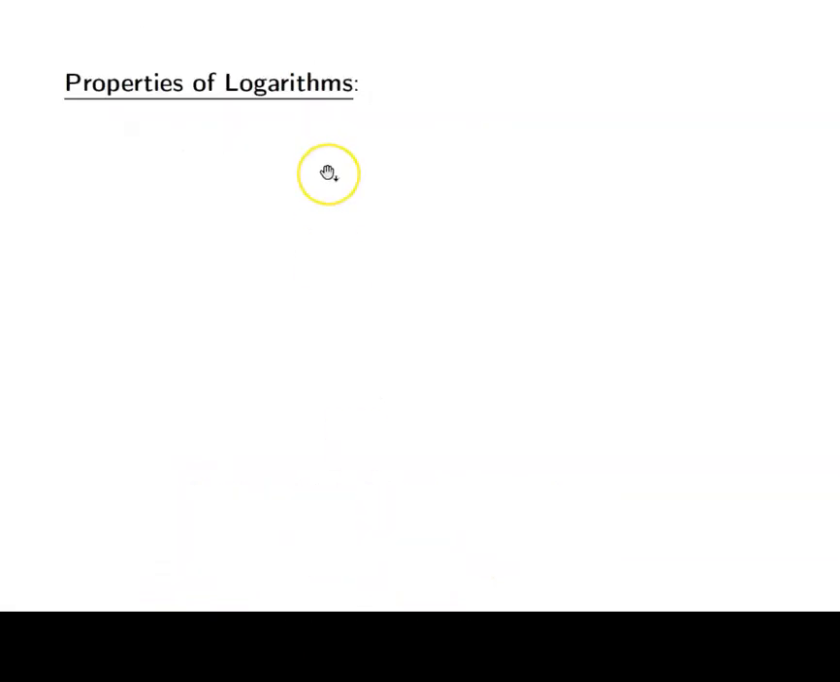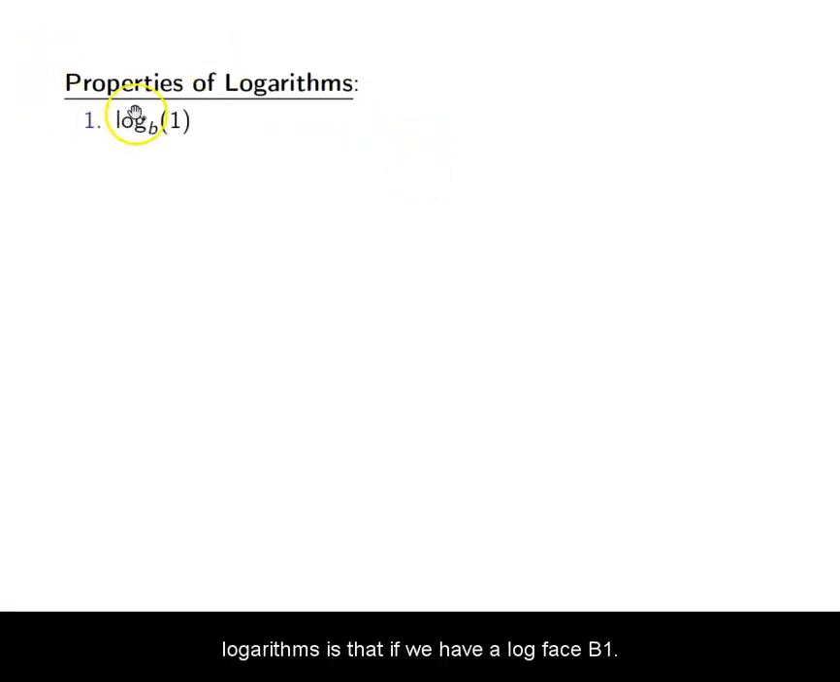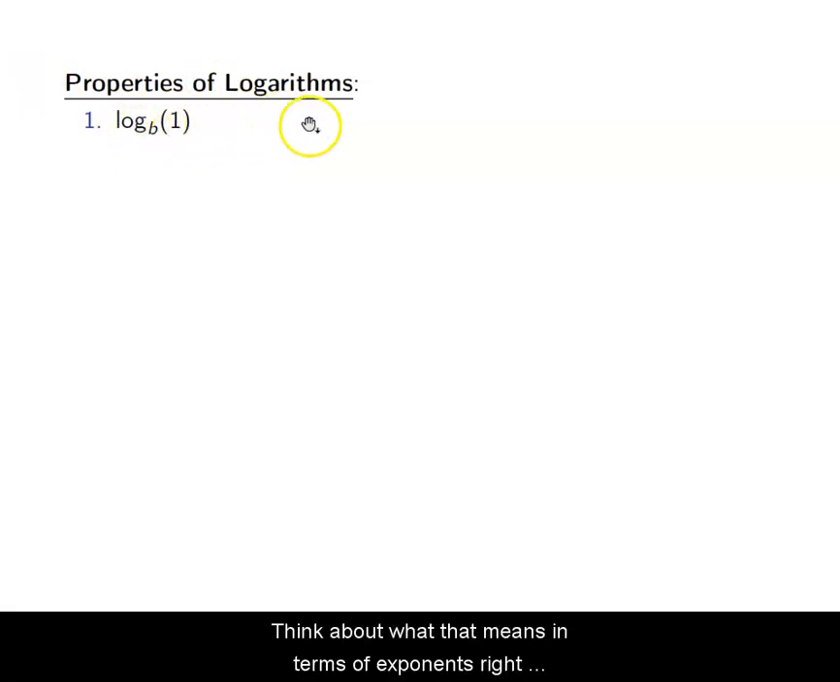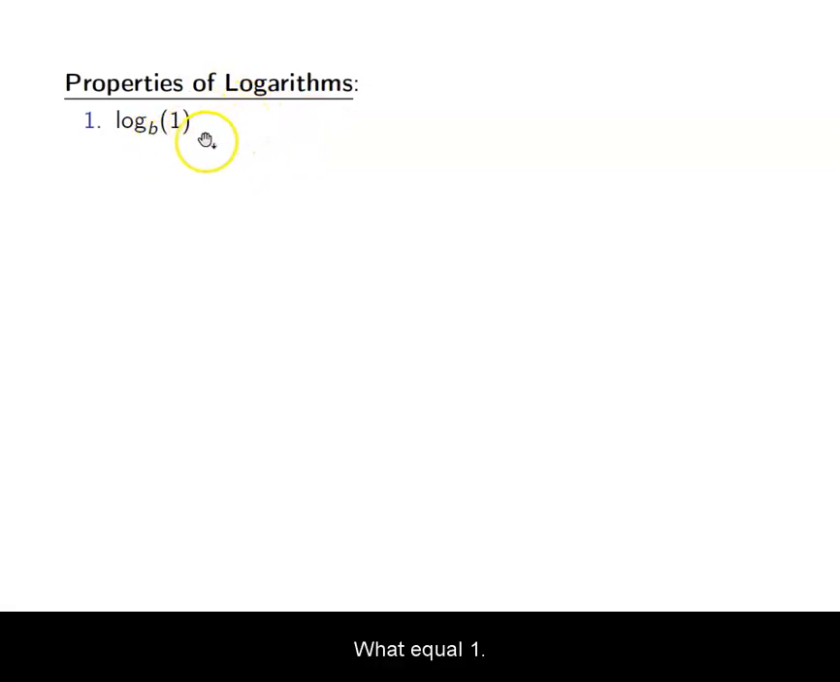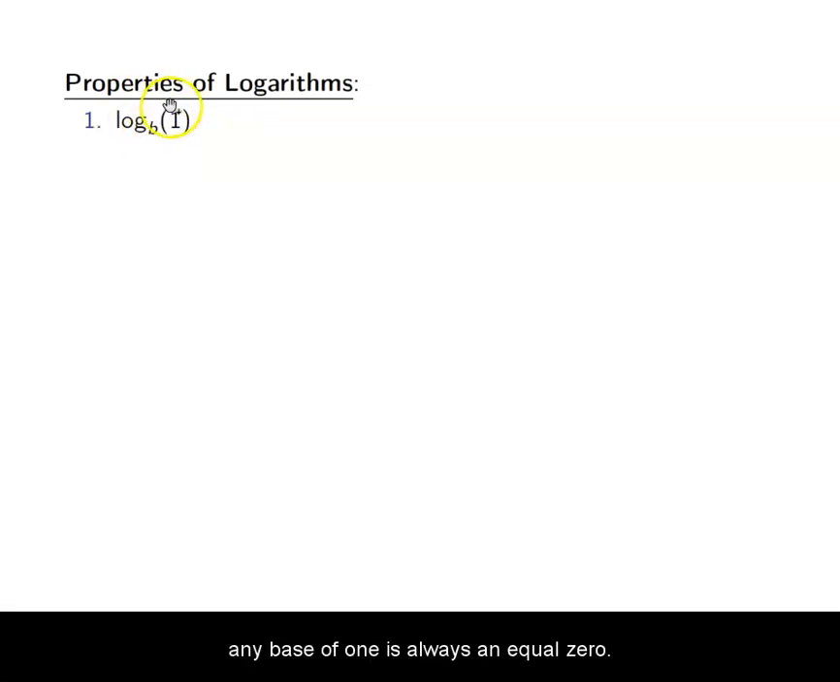Those are just some quick examples of going back and forth between logarithmic form and exponential form. If we talk about some of the properties of logarithms, this is not an extensive list. We're going to go over those in the next couple of sections. But the basic properties of logarithms: if we have log base b of 1, think about what that means in terms of exponents. It would be b to what will equal 1? The only time you can get 1 out for an exponent is when you have 0 as the exponent. So in log form, log to any base of 1 is always going to equal 0.